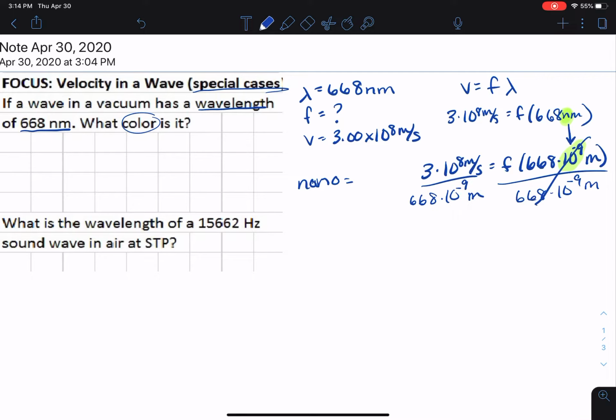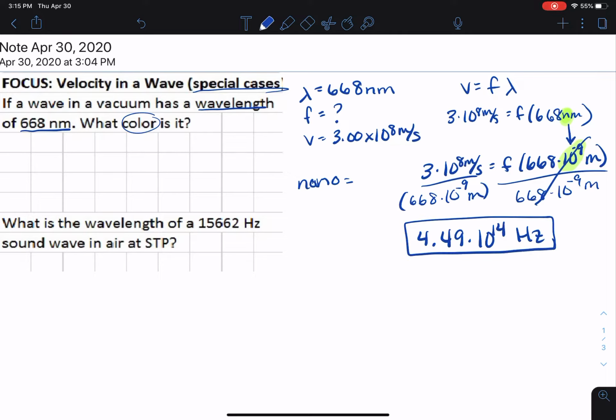And when we do that, we are going to get a very large number. So let me just pull that up. Okay, so once we do that with the calculator, and you might want to put parentheses around when you divide, because if you don't, it'll mess up the exponents and you'll get a different number. But when I do this, I get 4.49 times 10 to the 14 hertz.